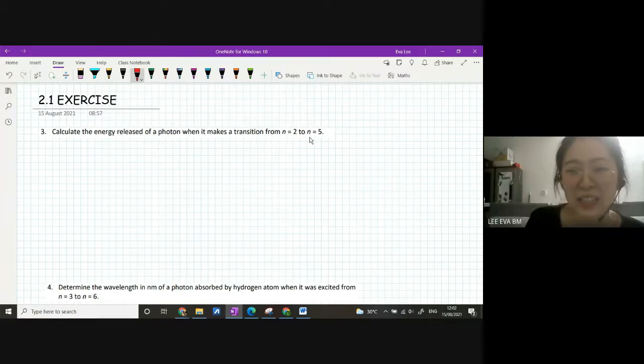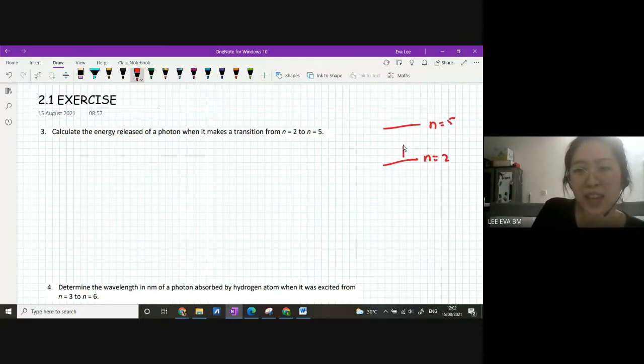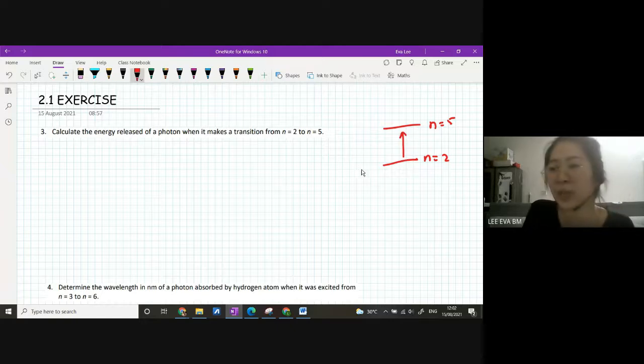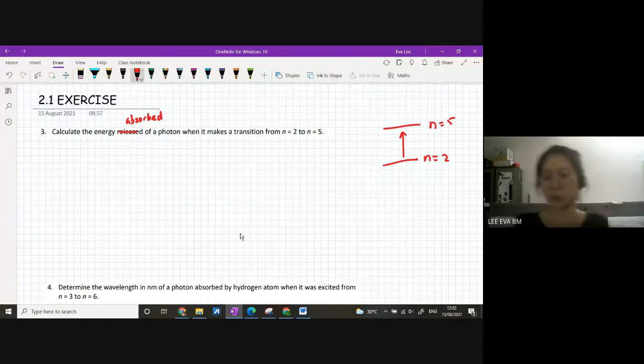So dari lower ke higher, kalau kita lukis dekat sini. Okay, N equals to 2, moving to N equals to 5. Naik ke atas maksudnya we need energy. We need to absorb. So over here is the energy absorb. Tolong tukar soalan. Energy absorb.